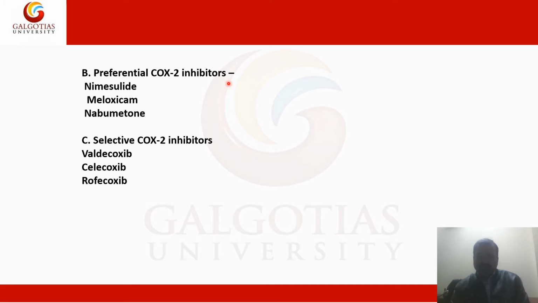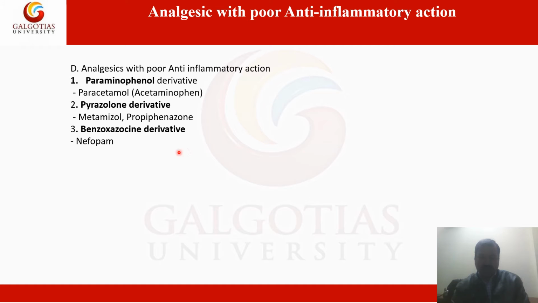Preferential COX-2 inhibitors are nimesulide, meloxicam, and nabumetone, and selective COX-2 inhibitors are valdecoxib, celecoxib, and rofecoxib. Analgesics with poor anti-inflammatory action are the paraaminophenol derivatives, paracetamol and acetaminophen; the pyrazolone derivatives, metamizole and propyphenazone; and benzoxazocine derivatives, nefopam.